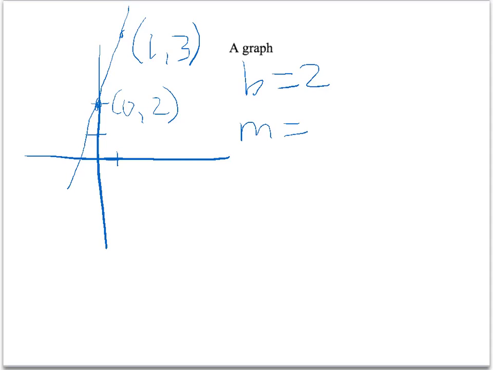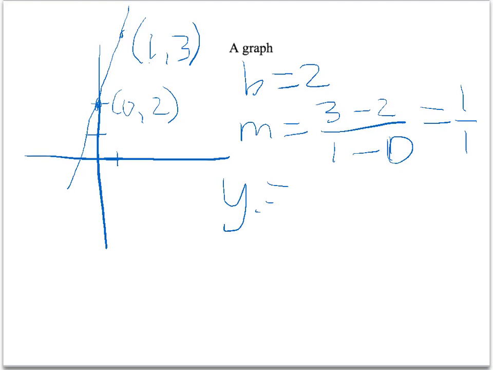And my slope is my rise over my run, so I do 3 minus 2 over 1 minus 0. So 3 minus 2 is 1, 1 minus 0 is 1, so my slope is 1. So I can write the equation as y equals 1x plus 2, but I don't need the 1 there, so I can just write y equals x plus 2.